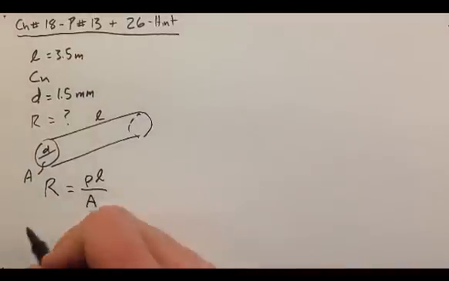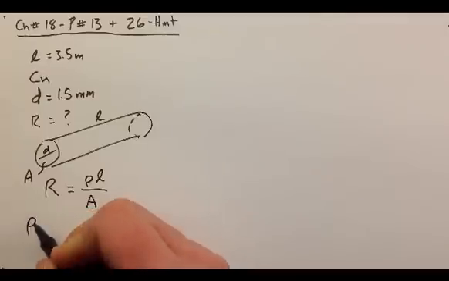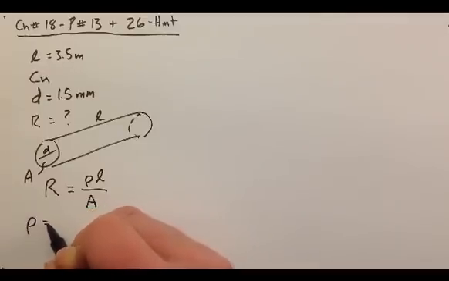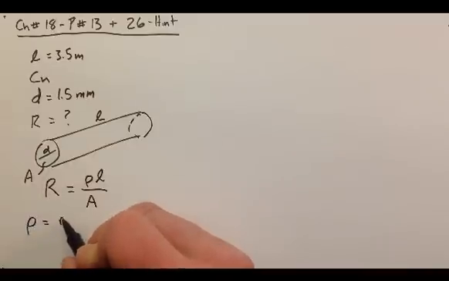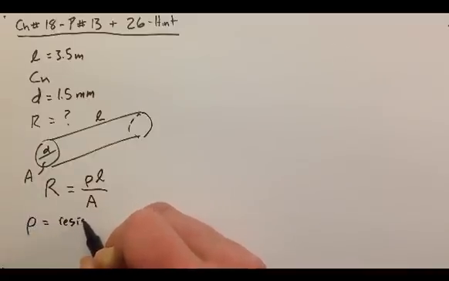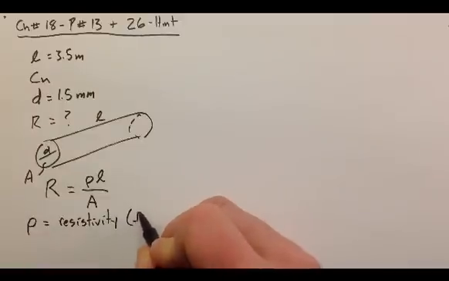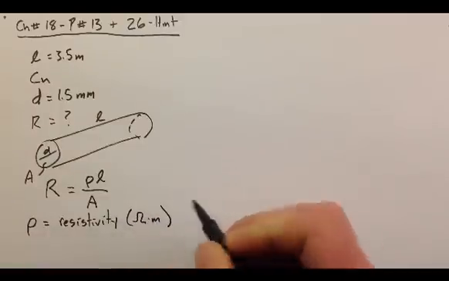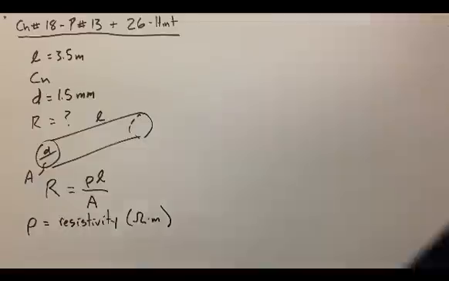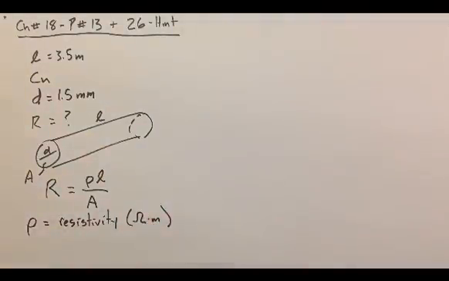So the new thing here that we're going to be talking about is the resistivity of a substance. So here this looks like a P, but it's not a P, it's actually the Greek letter rho. So the Greek letter rho represents the resistivity of a material, and it is measured in ohm meters. Okay? So the resistivity of a material.